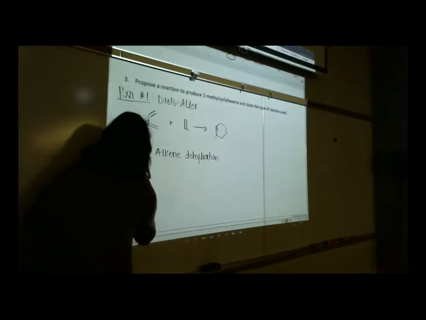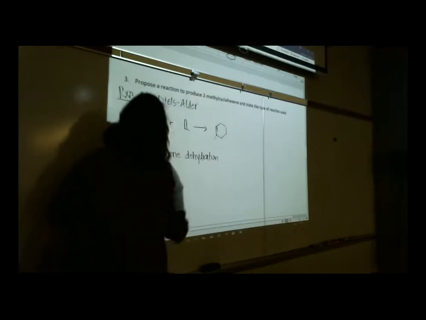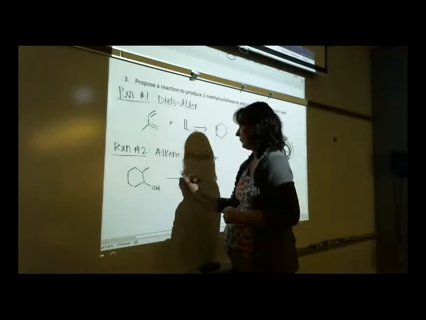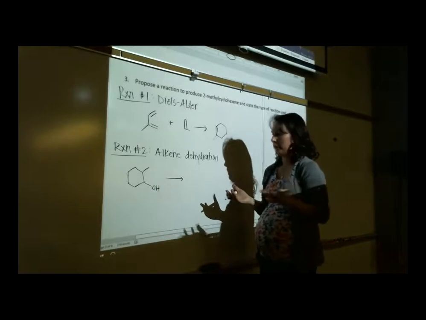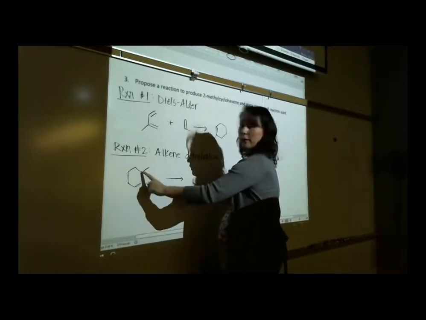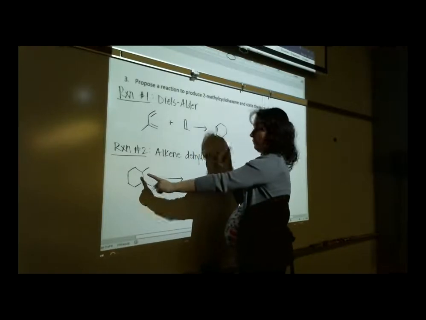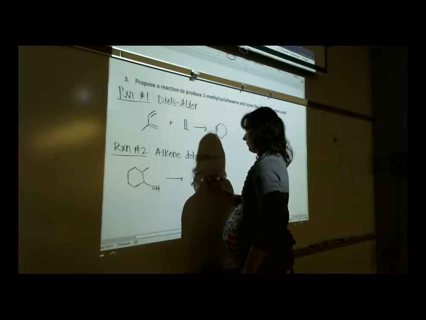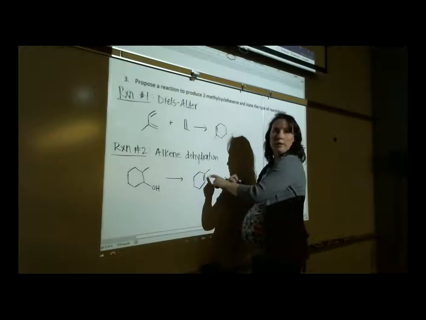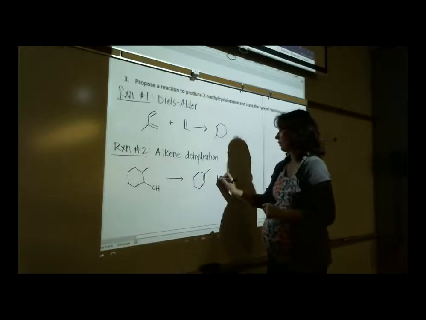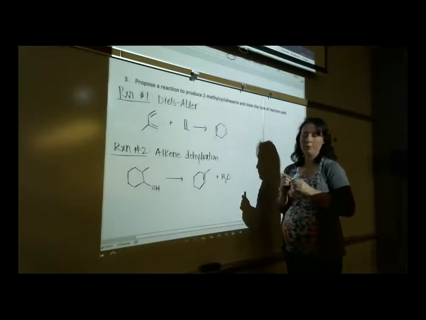If you have this, what does Zaitsev's rule say? It says the more substituted alkene is the favored product, right? So the double bond going right here is the major product. And is that the desired product? Yeah. That's still 1, 2, 2-methyl. And then your other product's water. Do we agree on that one?